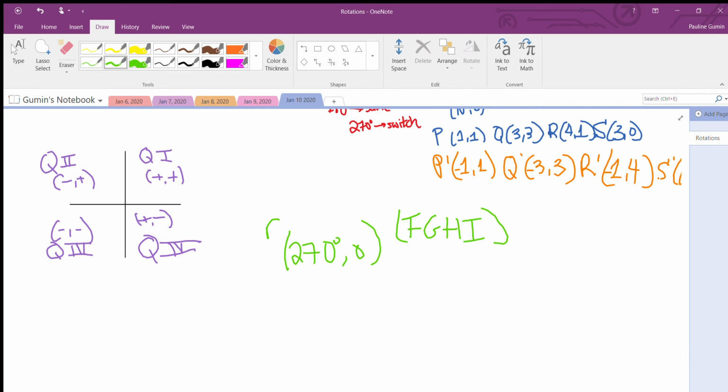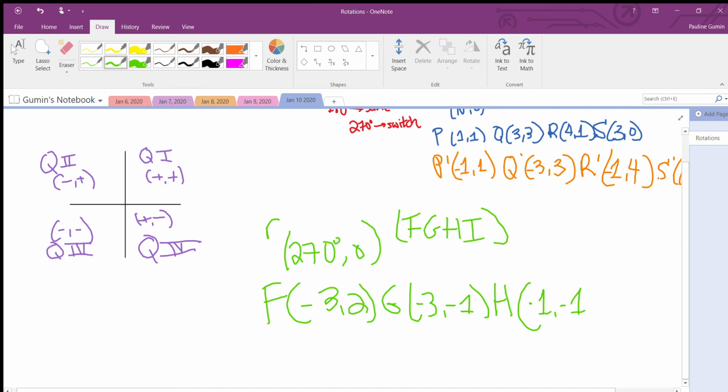Okay. The original points to FGHI will be as follows. F, I'm going to make it negative 3, 2. G will be negative 3, negative 1. H, negative 1, negative 1. And finally, letter I, which is 0, 1. Okay, we're going to be rotating this guy 270 degrees.